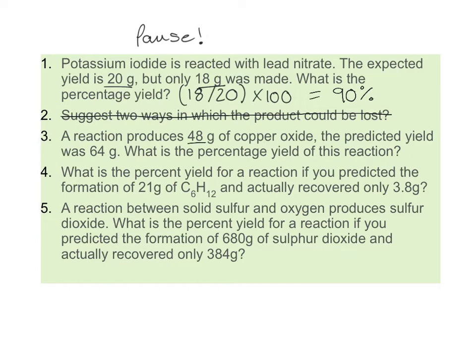A reaction produces 48. It should have produced 64. So we do 48 over 64, times by 100, and that should give you 75%. What is the percentage yield for the reaction if the predicted formation is 21 but only 3.8 was made? So we do 3.8 over 21, and that gives us 18.